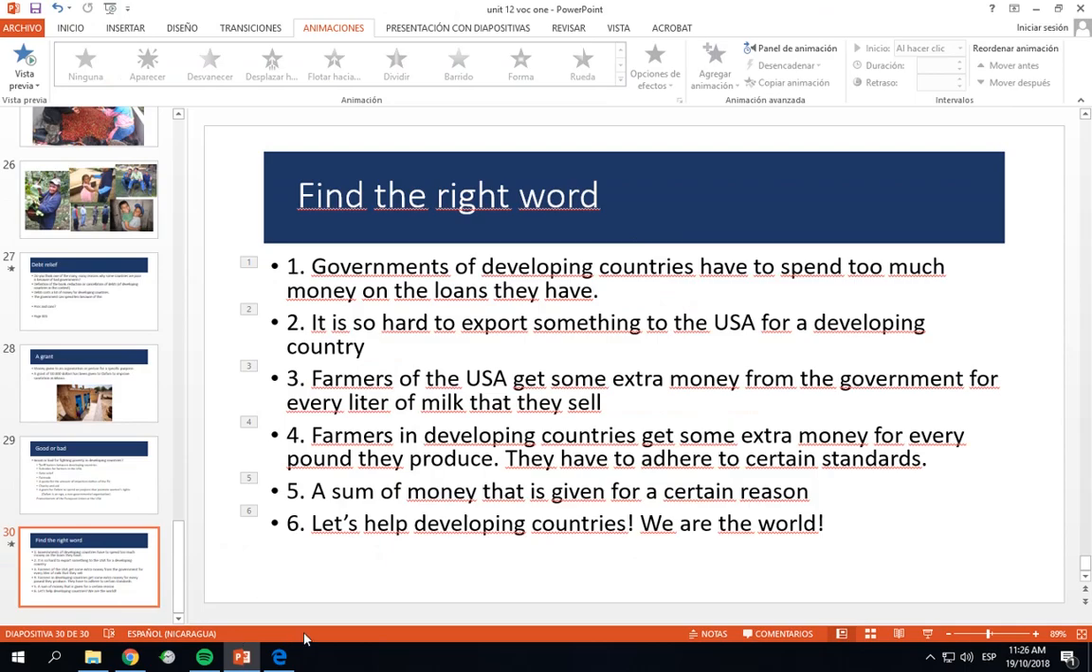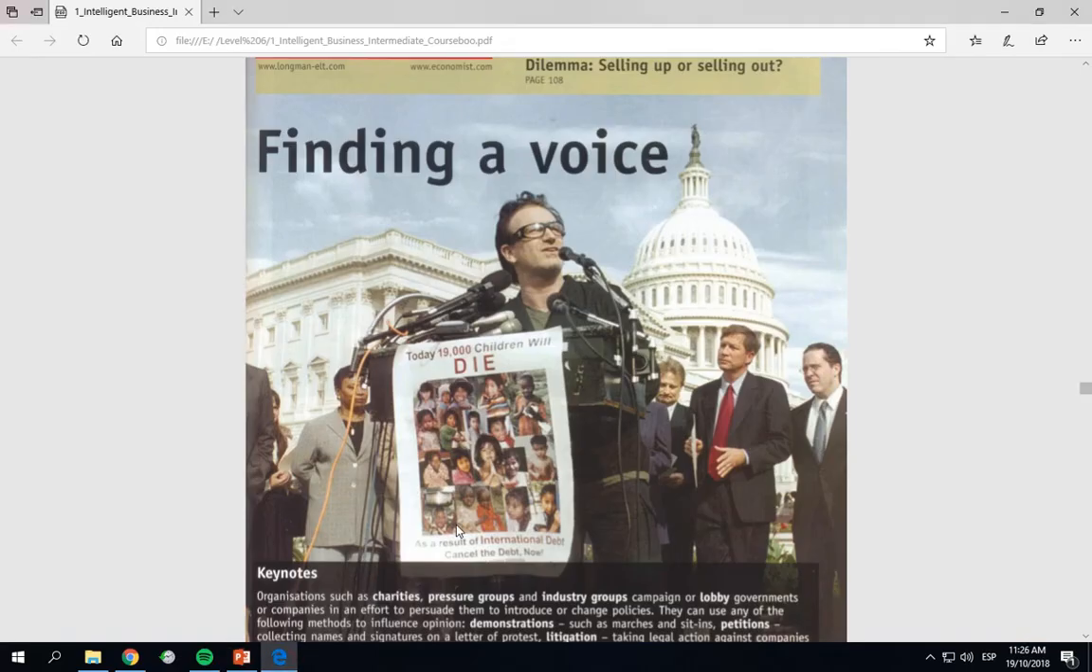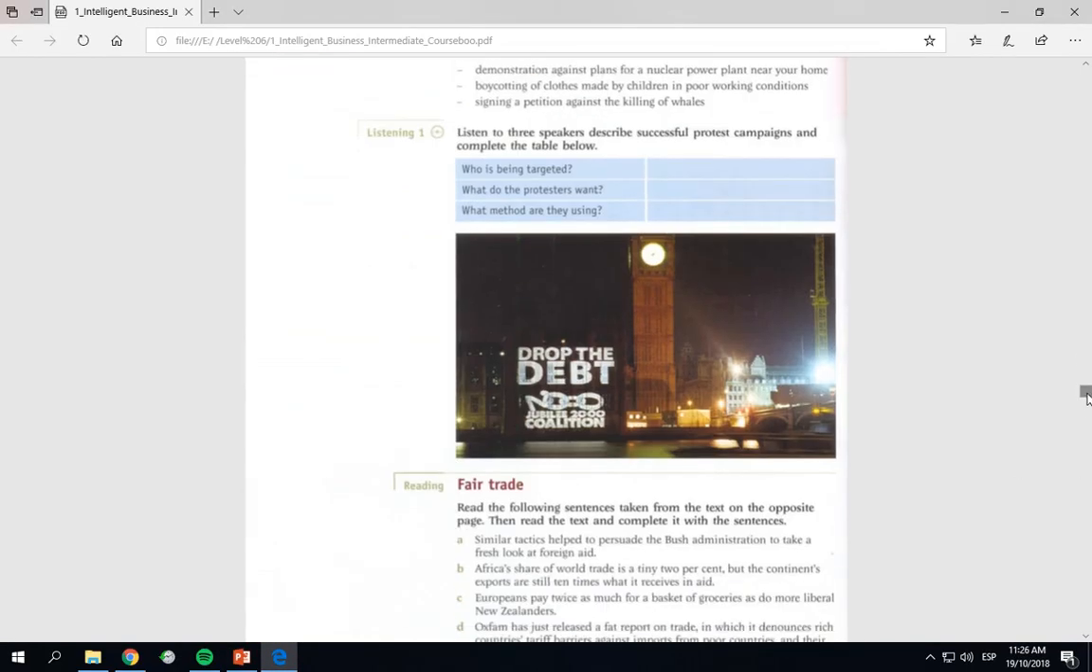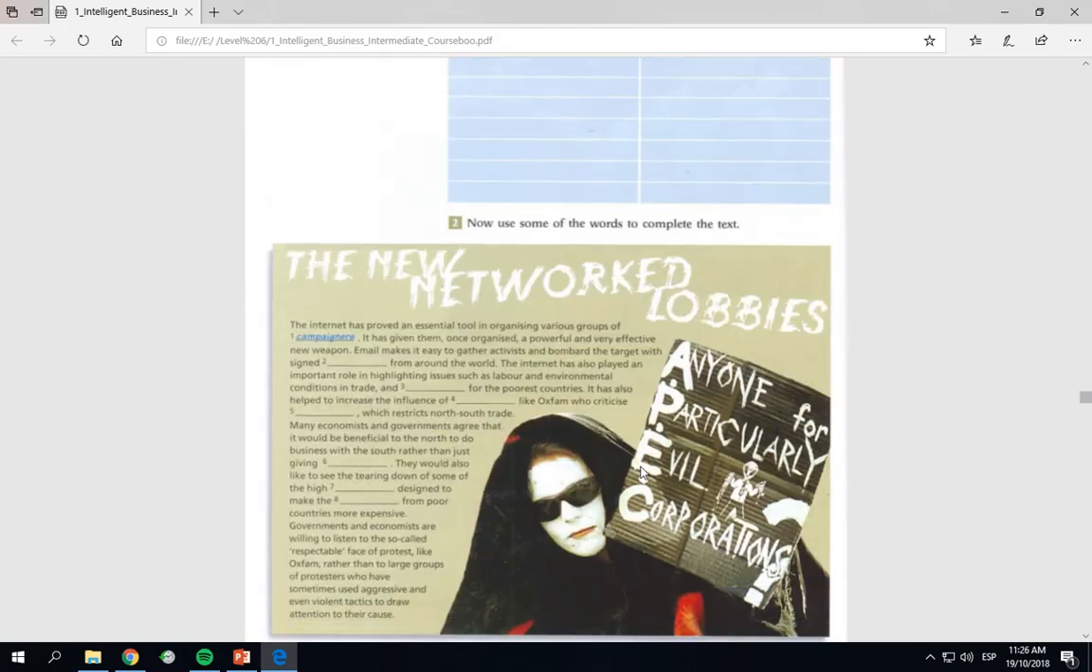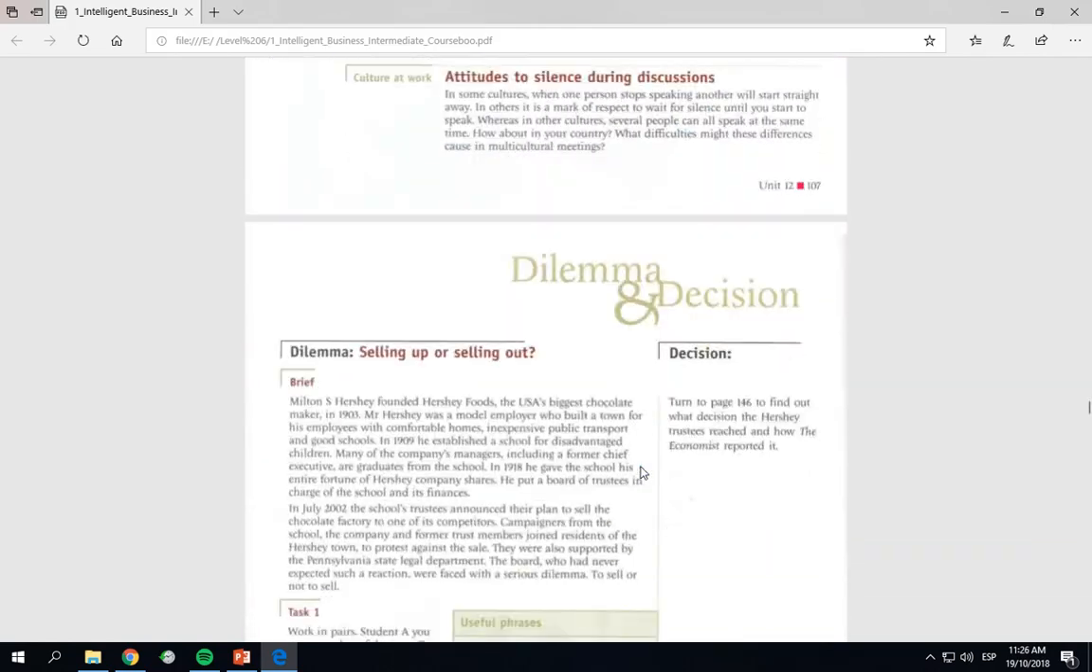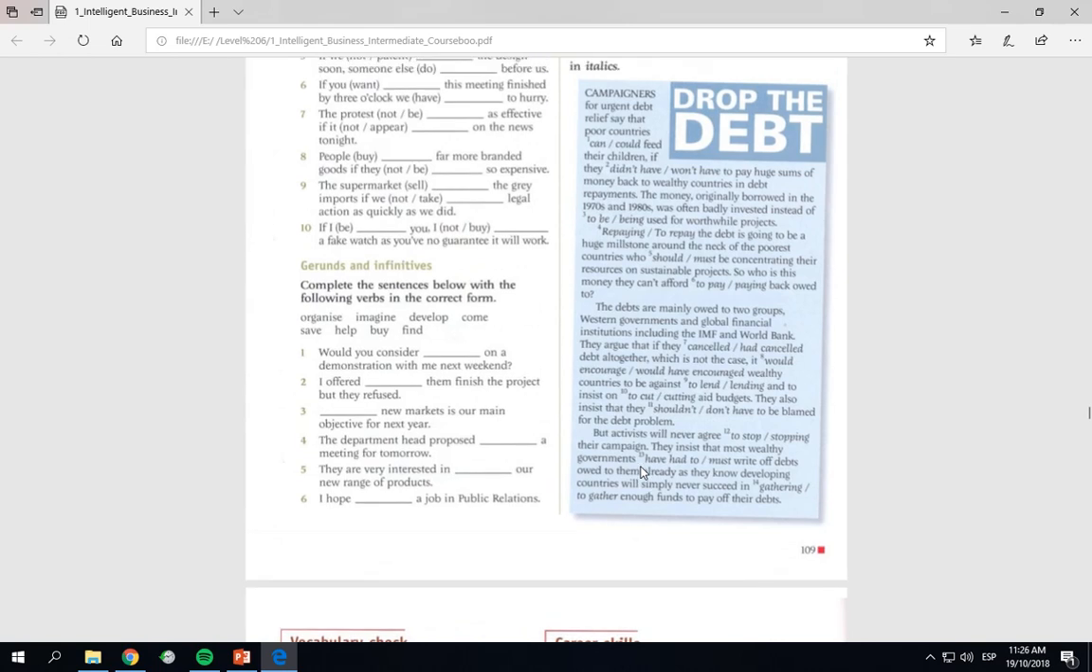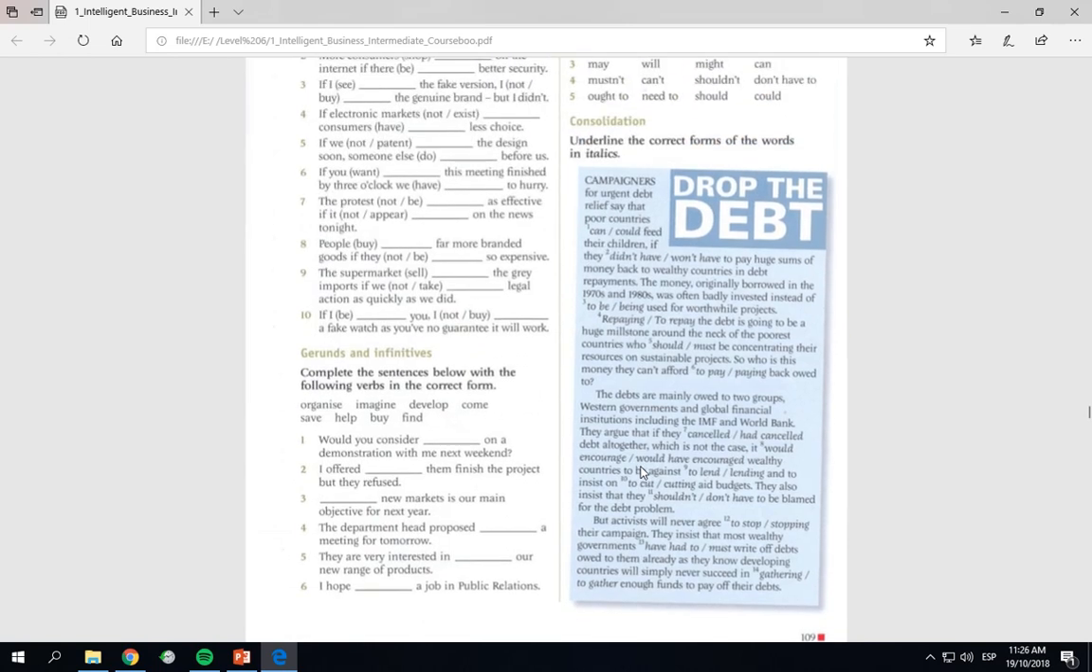Now we go to a small exercise on page 109. You can see it in front of you. Please pause and try to do this exercise by yourself, and then we will discuss the answers.